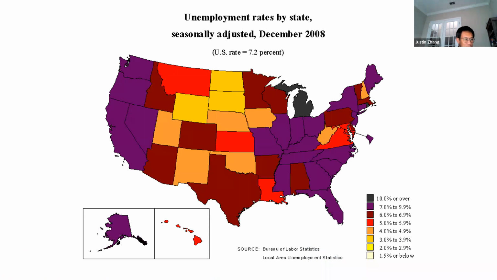So let's start with this map by the Bureau of Labor Statistics. What they are attempting to show is unemployment rate by state in December 2008, which was during the financial crisis. So what is the issue with the color here?